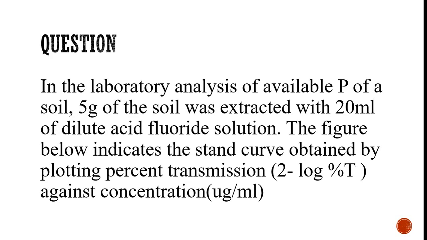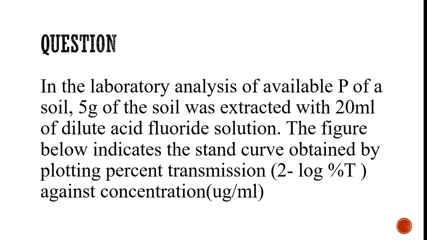Before we determine the phosphorus content, we have an instrument that is used to do that. It's called the spectrophotometer. Spectro because it's about the spectrum, and the photometer measures the intensity of light. So the spectrophotometer is the instrument usually used for determining the available phosphorus by measuring the transmission. Here, the transmission will be plotted against the concentration of the phosphorus in the soil.